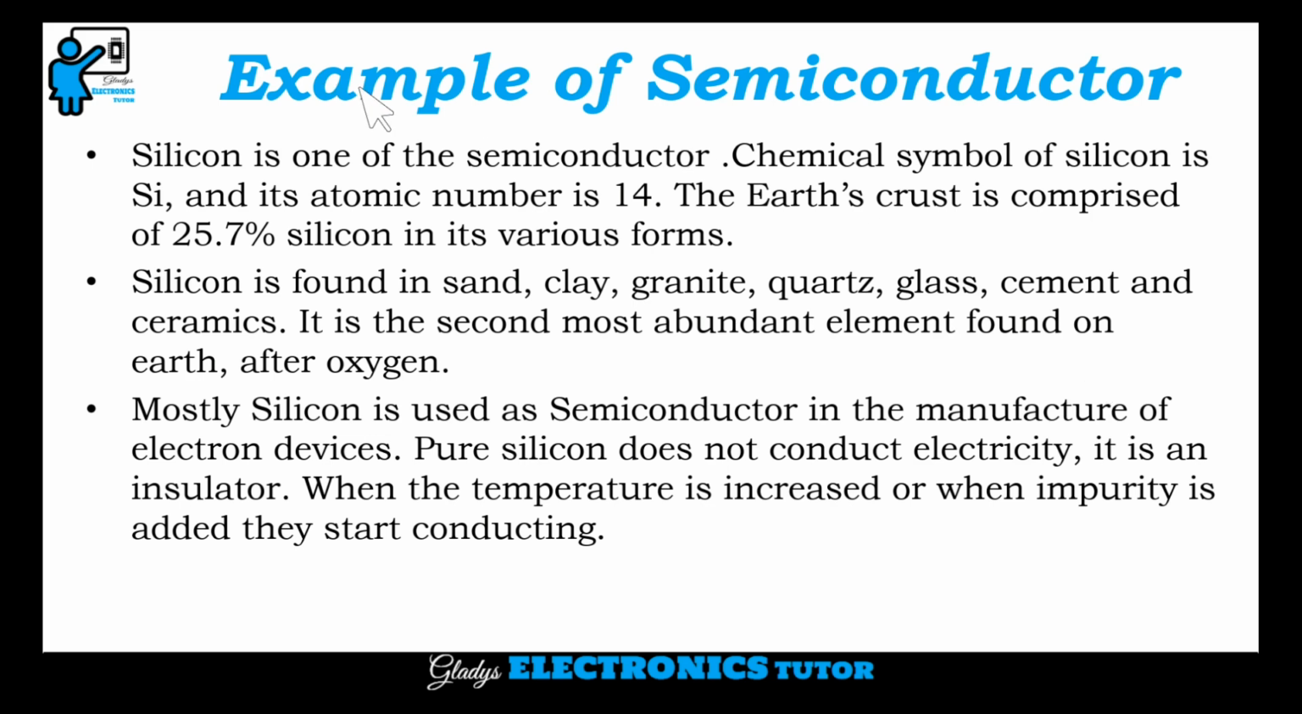So let's see an example of semiconductor. Silicon is one of the semiconductors. The chemical symbol of silicon is Si and its atomic number is 14. The Earth's crust is comprised of 25.7% of silicon in its various forms. Silicon is found in sand, clay, granite, quartz, glass, cement and ceramics. It is the second most abundant element found on Earth after oxygen.